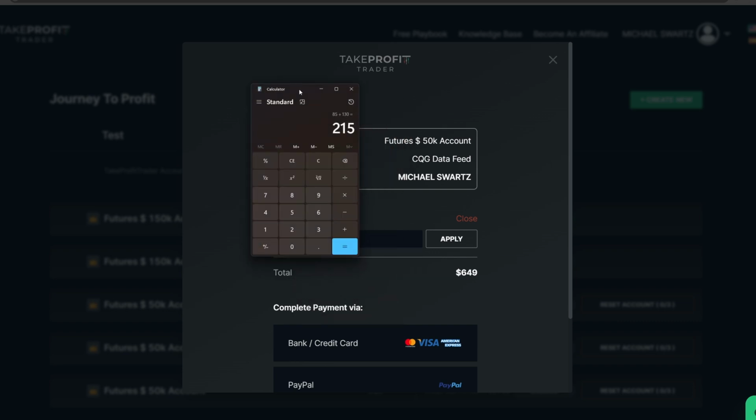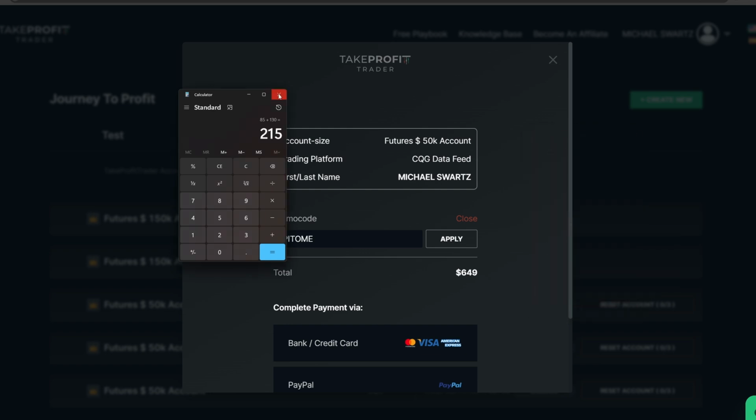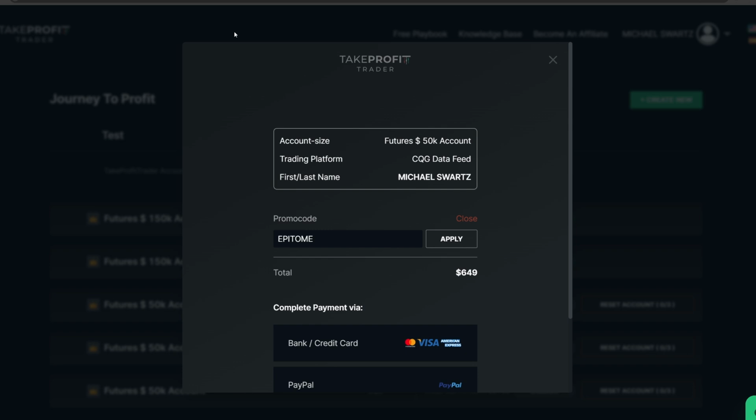However, when we bring back over the calculator real quick, let's think about this. If we can pass the evaluation one time, that would be a cost of $215. However, what if we do it like this? $649 minus $130 gives us $519. Now, if we divide that by $85, you can still see that we could take the evaluation 6 times. So if we pass within 6 times, then it would basically come out to the same amount of money or less. So again, if you're thinking about resetting a blown account, let's think about this logically.